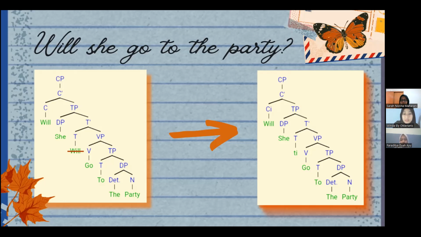And then we can take C and subscript it to C sub i, and this means that whatever was in T is no longer there, and instead it has moved up to the C position.